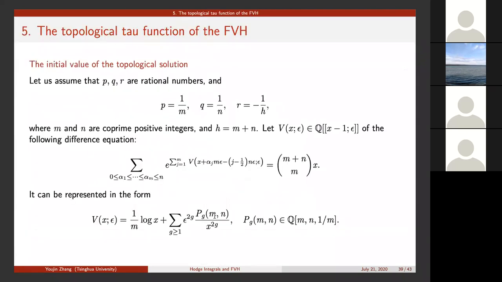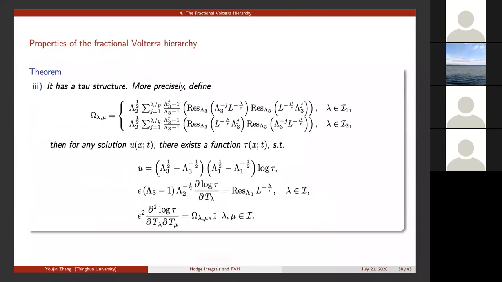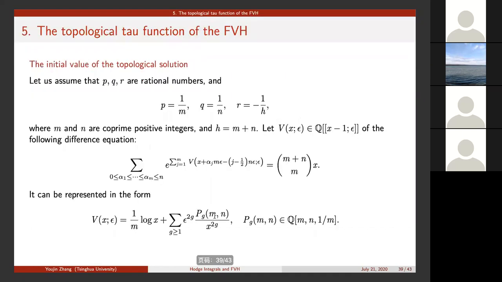Then we need to fix this particular tau function to match it with the partition function of Hodge integrals. So we need to find a particular initial value problem for this particular solution of the fractional Volterra hierarchy, using the string equations and Galilean symmetry to fix this initial condition. We can find that this initial function satisfies some ODEs given by this difference equation.